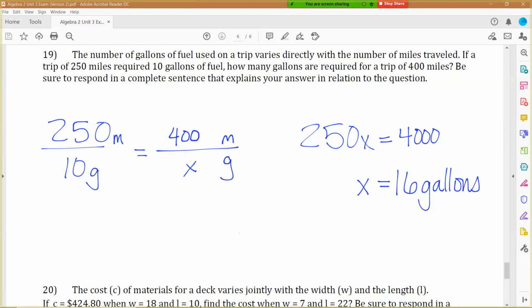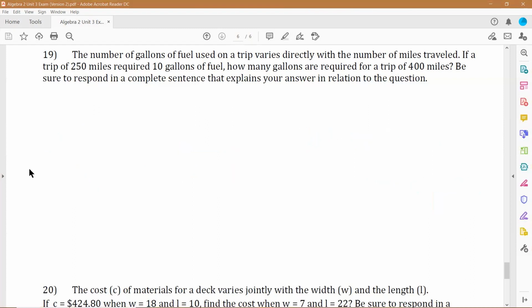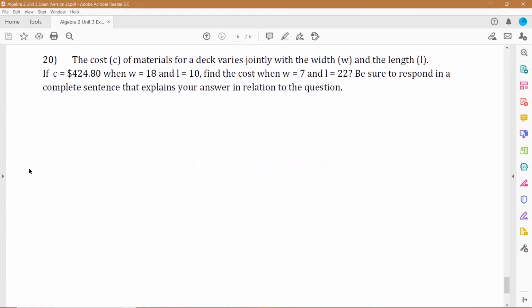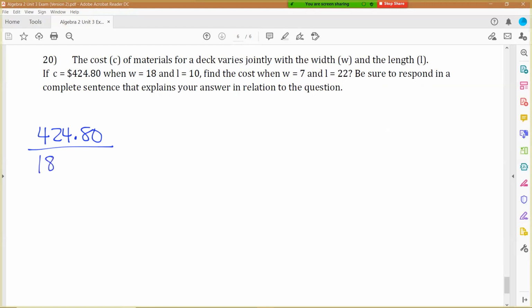Questions on this one? All right. Question 20, the cost C of materials for a deck varies jointly with the width and the length. That's really just telling you need to combine the width and the length when you make your fraction. So for the first set of information we were given, the cost was $424.80. And then I want to combine the length and the width. You can either write it as 18 times 10 or just go ahead and multiply 18 times 10 to get 180 for that bottom. Doesn't matter.